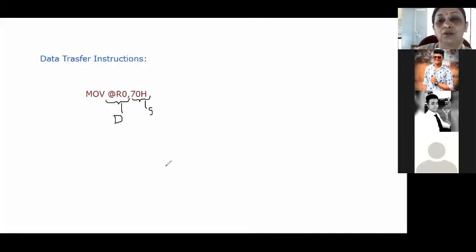What is 70H? Source or destination? Source, correct. 70H is the source. The second operand is always the source, and the first operand is always the destination in case of 8051 instructions. Okay, so what does this @ preceding R0 indicate, or how does this particular type of instruction work?